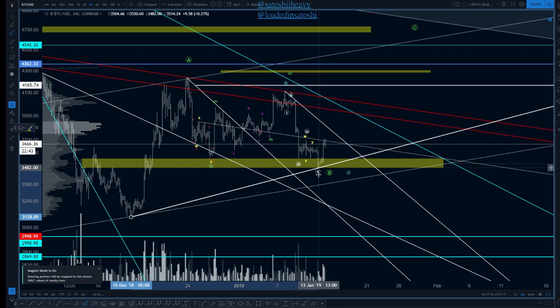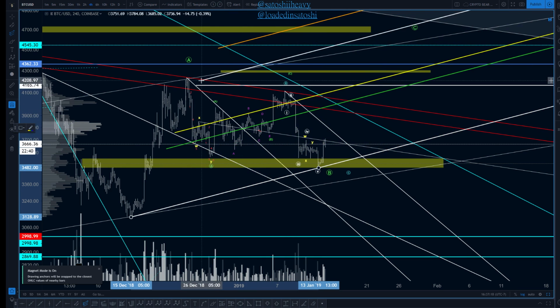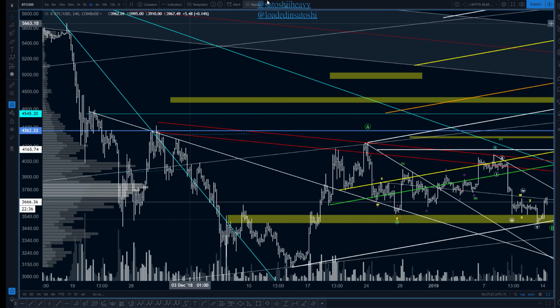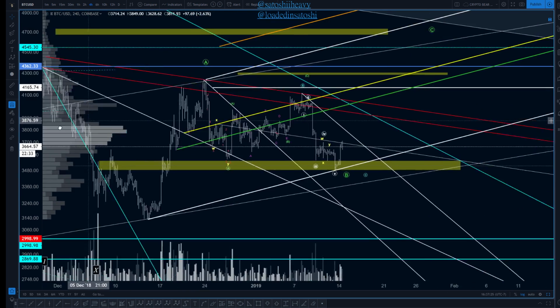Someone's asked, can we extend lower and still be bullish? Hold on. One step at a time, Ghost Rider. One step at a time.